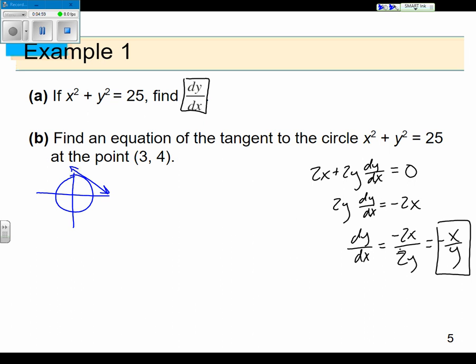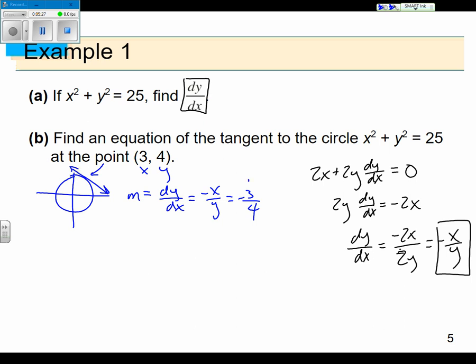Unlike what I've done before with explicit differentiation, this time I need to use my x and my y. To figure out what my slope is going to be, I want my derivative with 4 and 3 plugged in for x and y. Negative 3/4. That makes sense. I like that slope.